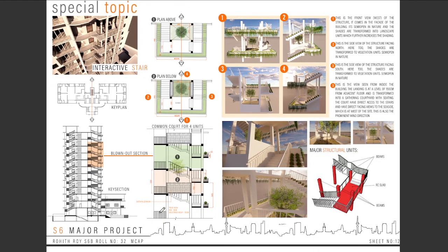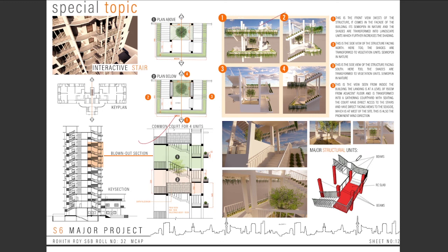The special topic that I have chosen is the interactive stair, which is the central staircase in the structure. It is a normal U-shaped stair with a central courtyard in plan, but when we observe the section, the courtyard level coincides with the intermediate landing of the stair. Thus, they together form an intermediate court and viewing deck in between two floors and connect its residences.